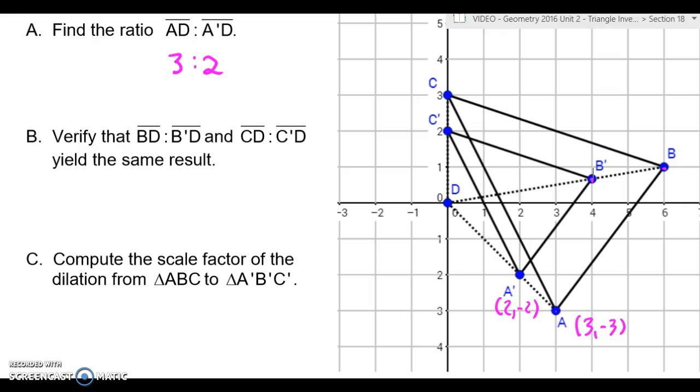So the scale factor of that, again, is kind of the reverse of the ratio of the sides of the pre-image to the image. It would be 2 to 3, 2/3. So triangle A prime, B prime, C prime, we expect to be 2/3 the size of the original triangle ABC.